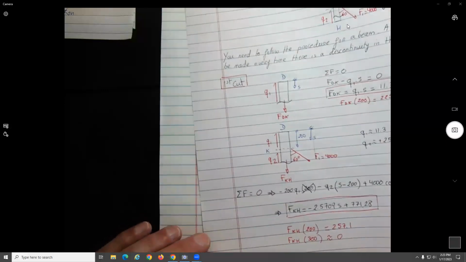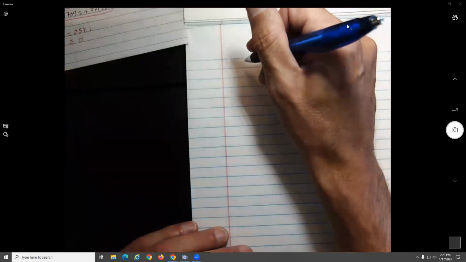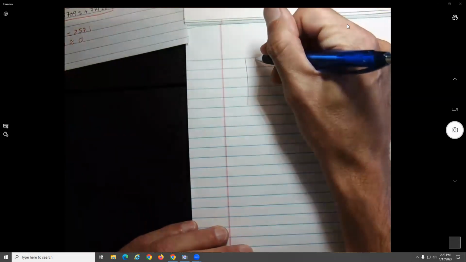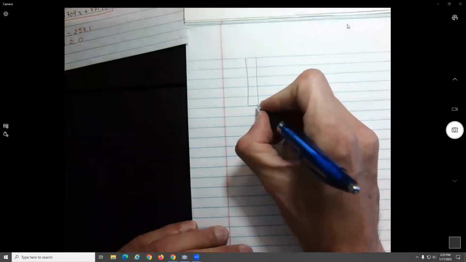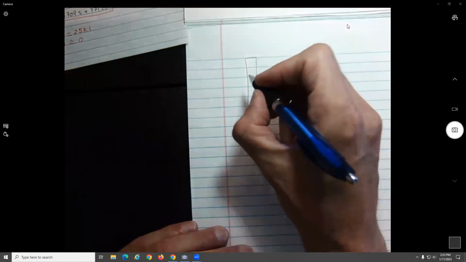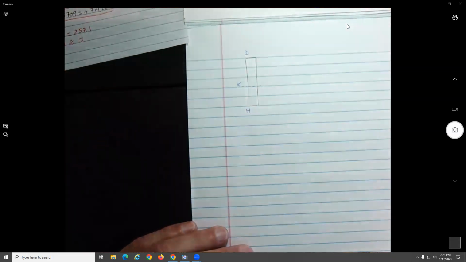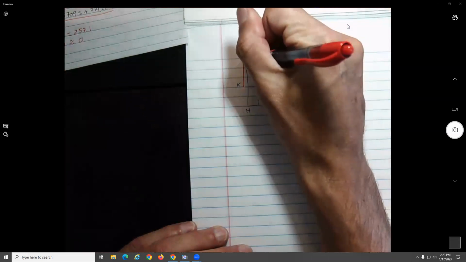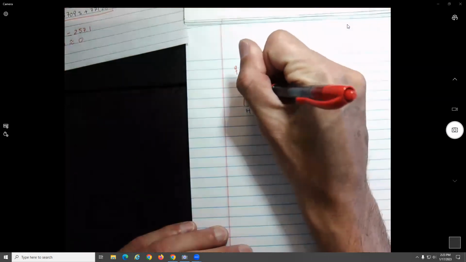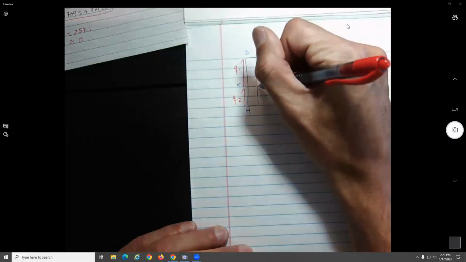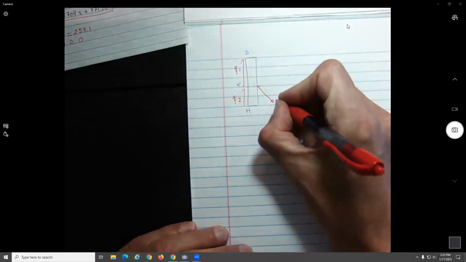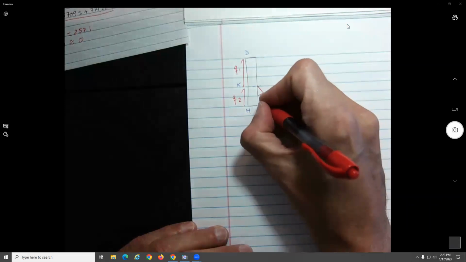Okay, so if I do the plot of the actual force on that member, let me do a quick sketch of the member here, so we see how everything will look. Here we have D, K, H, and we know here we have Q1, Q2, here 4,000 at 60.